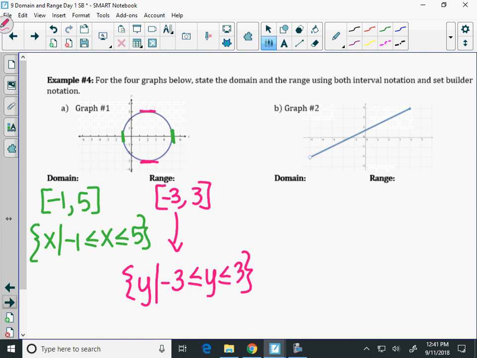Make sure you use the right inequality symbol. Curly brackets and such. Good so far? All right.